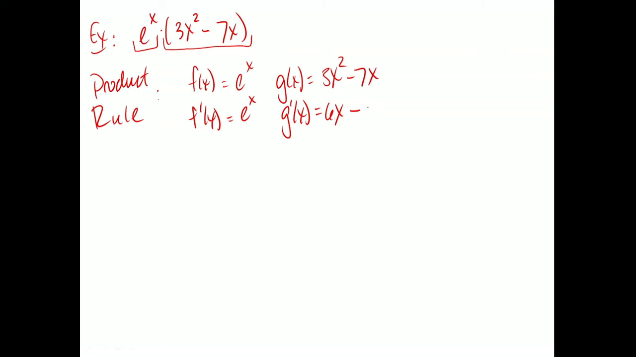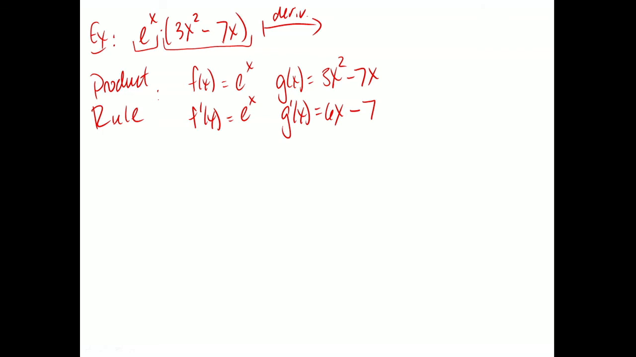And then for 7x, 7 is the coefficient, so 7 comes along. And then the derivative of x, if you look in the chart, is 1. Well, I'm not even going to write that down, right? 7 times 1 is just 7. So 6x minus 7. All right, and then the product rule, if I put the pieces together, tells me the answer to this question. What's the derivative of this guy that I started with?